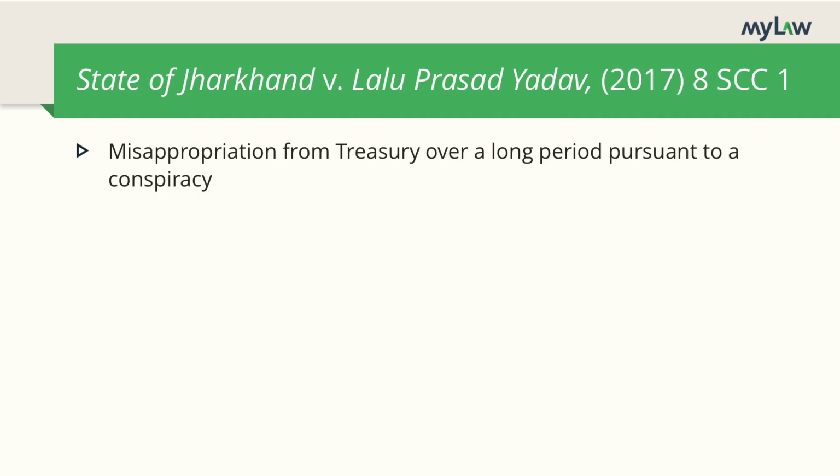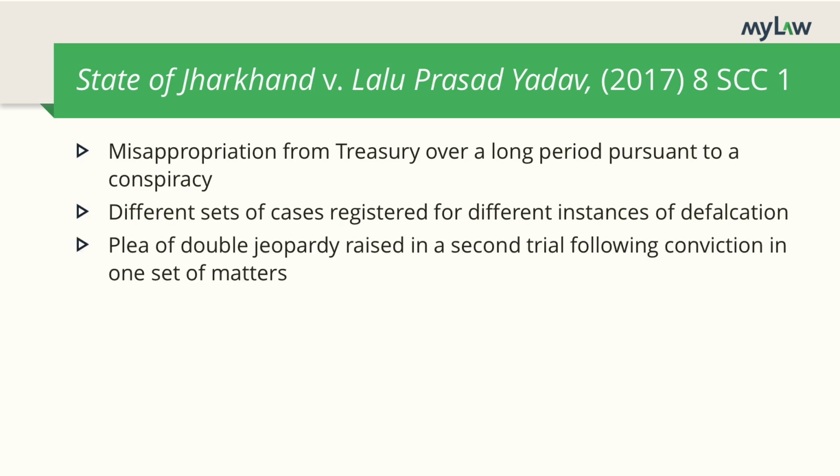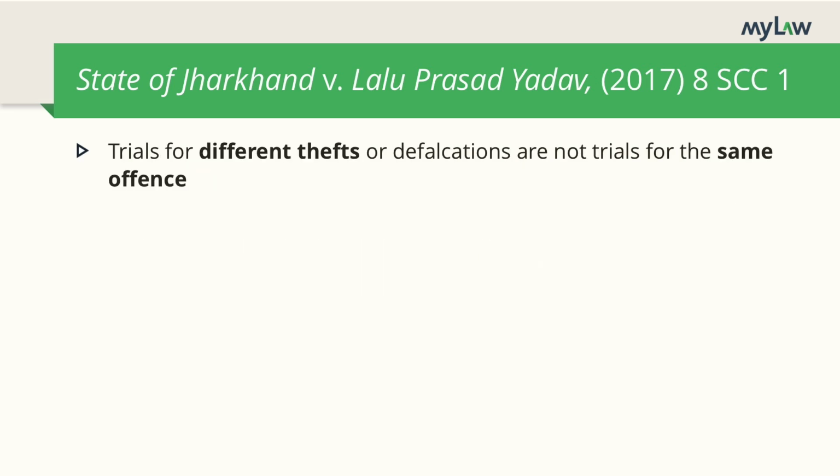Let us look at a recent case where these tests were applied. In the infamous Fodder scam, there was a general conspiracy to misappropriate money from the treasury using fake vouchers. Though the conspiracy connected them, separate sets of cases were registered for different instances of defalcation. After being convicted in one set of cases, the petitioner claimed in the second set of cases that a second trial for the same offence was barred. The court rejected the contention.